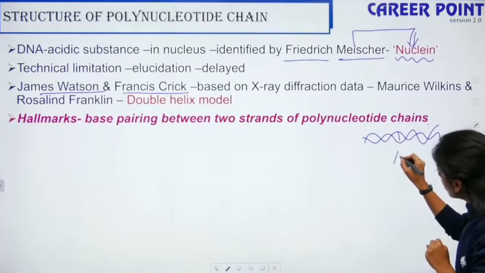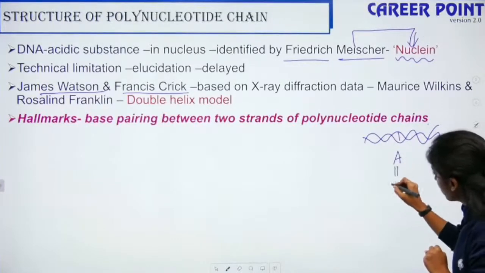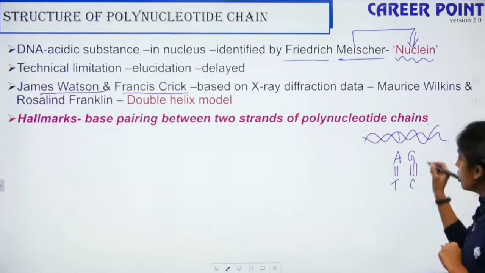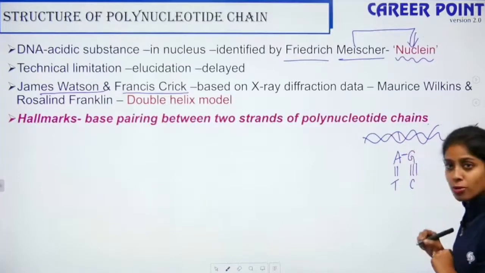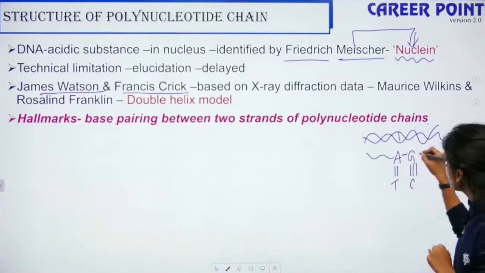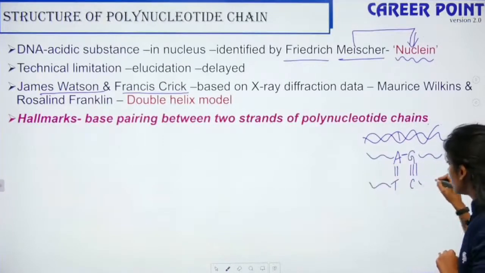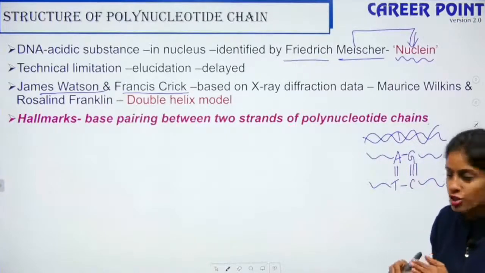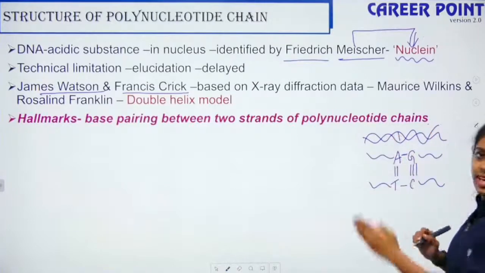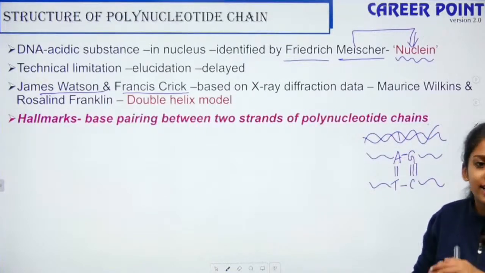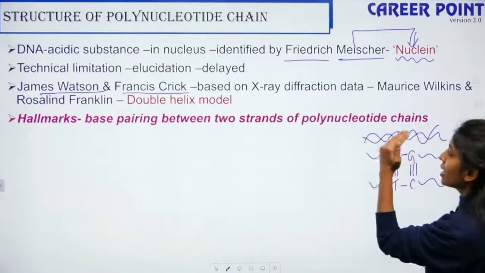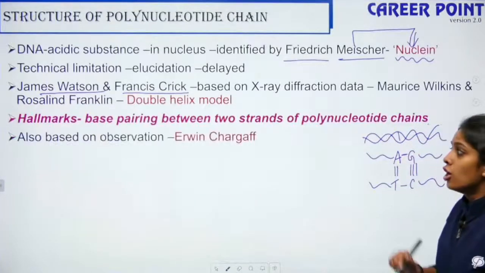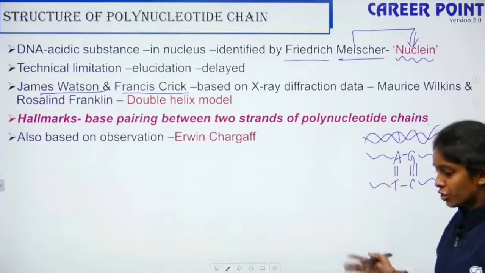So, if I have adenine, it base pairs with thymine. If I have guanine, it base pairs with cytosine. So, these two are connected by phosphodiester bond, because this is one strand, this is another strand, but these two strands are connected via hydrogen bonds. So, that was the biggest hallmark of your double helical DNA: base pairing between two strands of polynucleotide chain, okay.